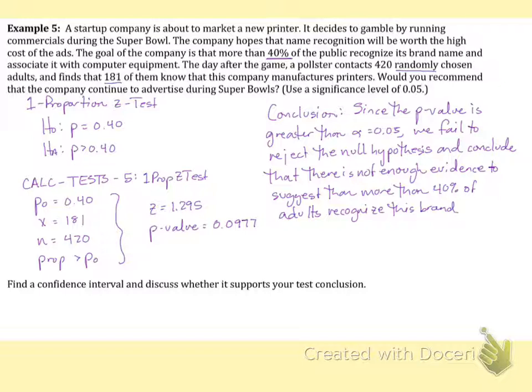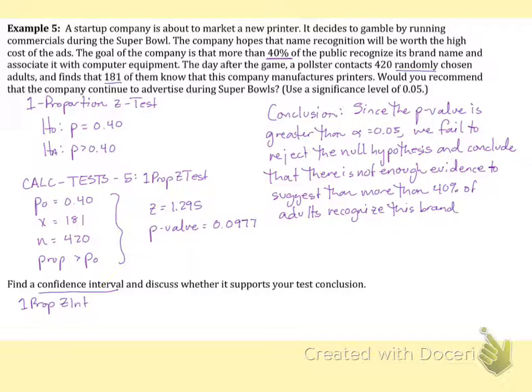So the question is, should this company keep advertising during Super Bowls? We've established by this test that the proportion of adults is not greater than 40%. So what is it? What proportion of adults do recognize this brand name? And that's where the confidence interval comes in. So we're going to find a one proportion z interval.